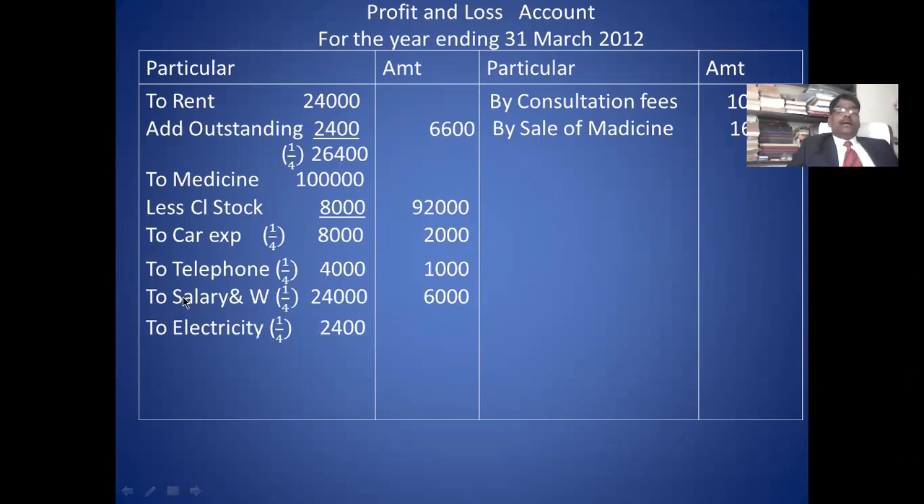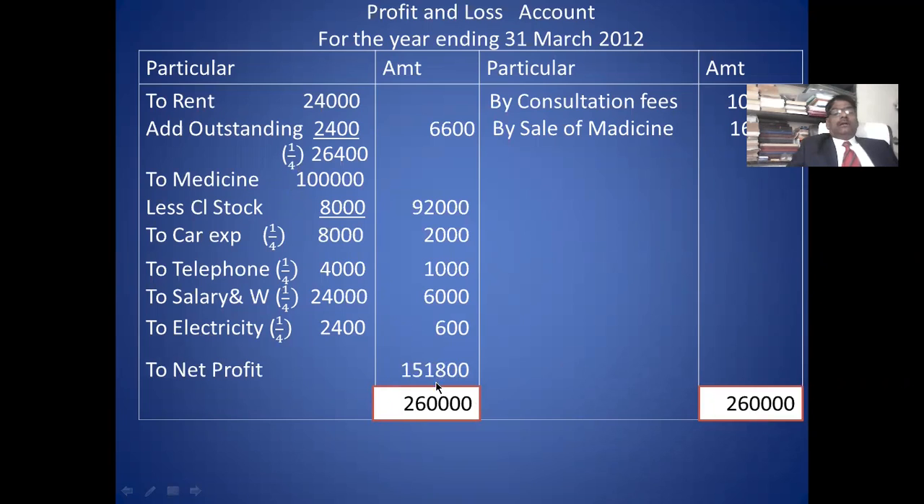Okay. Next, electricity charges outstanding as per adjustment. Electricity charge is 2,400. Out of that 2,400, 1/4 is related to profession. That is 600. Okay, and these are the expenses. You take these and take the total. Total is 2,60,000. Then you take the difference. Difference is 1,51,800. 1,51,800 is the net profit of profession. And this profit goes to household, that means income and expenditure account.